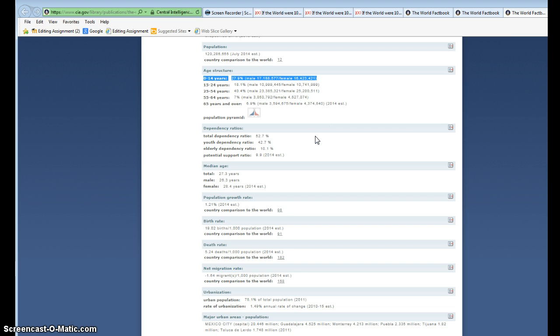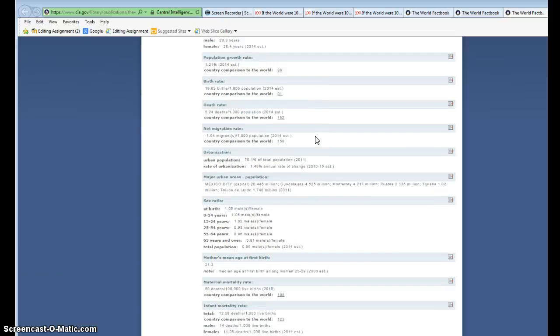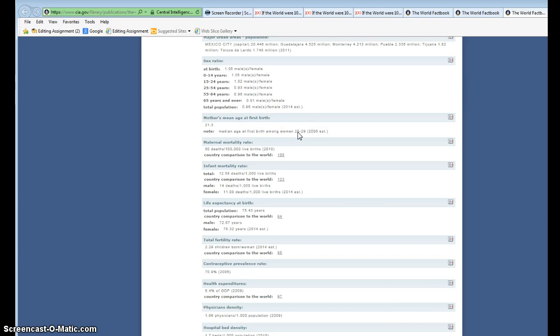So something you might want to consider, depending on your product, if you're looking for a market for items targeting children or young families, this might be a viable place. Compare and contrast that to Japan, which has an aging population. So something to consider. Okay, so it gives us a bit more detail, including the sex ratio. A lot of nice detail here.